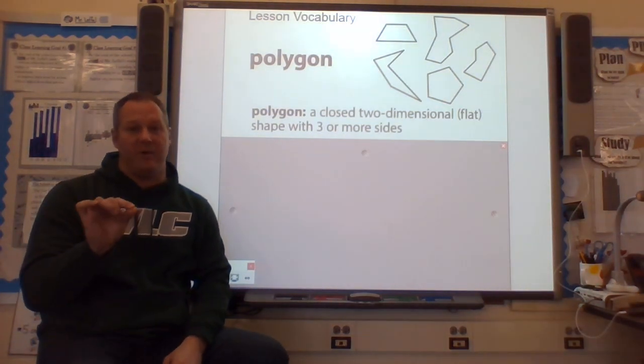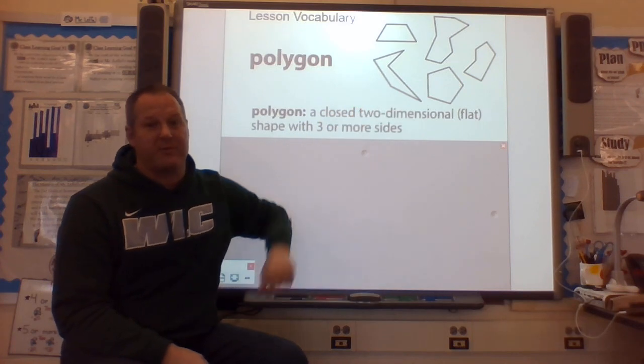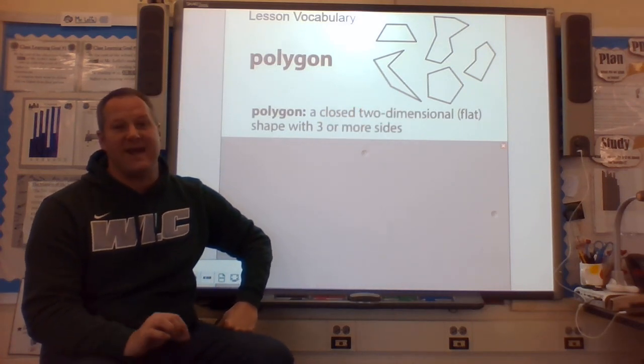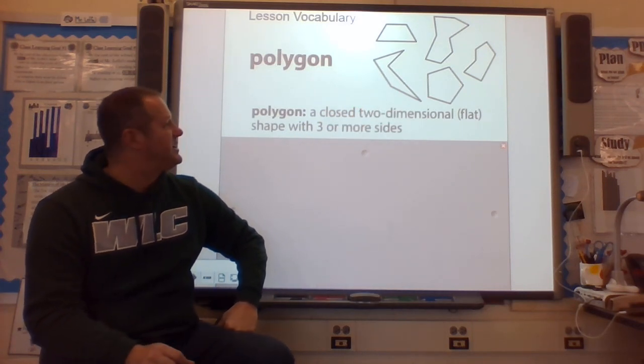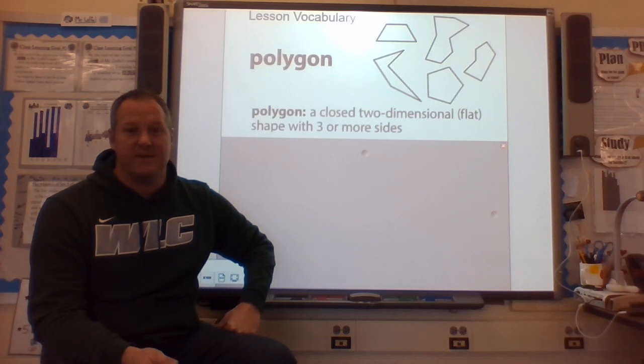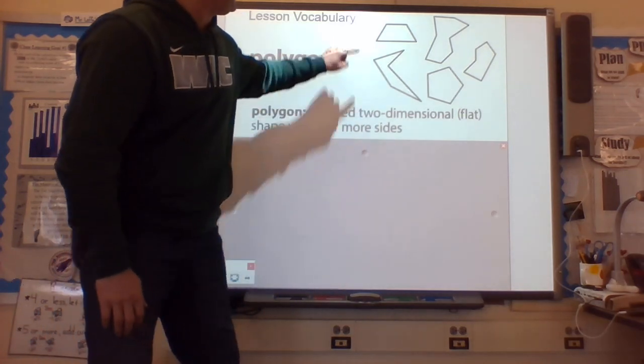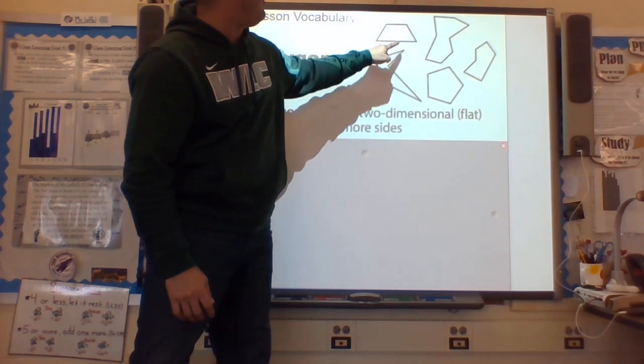So the number one thing we want to know is what a polygon is. As you can see, there's many different examples right up here. However, it is a closed two-dimensional shape that is flat, but then it also has 3 or more sides. So if you take a look at all of these, you can see how many sides each one of these has. 1, 2, 3, 4.